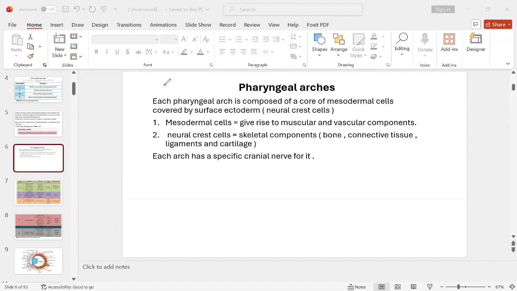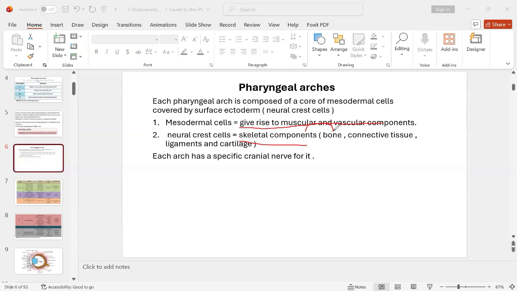So a pharyngeal arch is composed of a mesodermal cell core, which is covered by the surface ectoderm. Or you can also say that the pharyngeal arch is composed of a core of mesodermal cells, which is covered by neural crest cells. The mesodermal cells in the core of the pharyngeal arch will give rise to the muscular and vascular components in the body, and the neural crest cells covering the outside of the pharyngeal arch give rise to the skeletal components in the body. These skeletal components can be the bone, the connective tissue, the ligaments, and the cartilage.